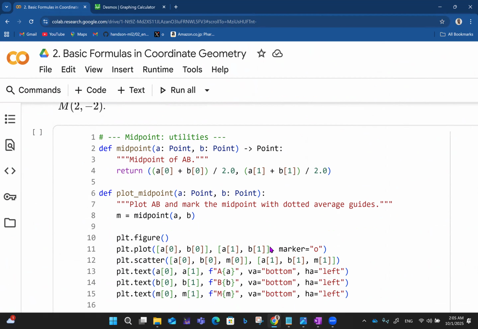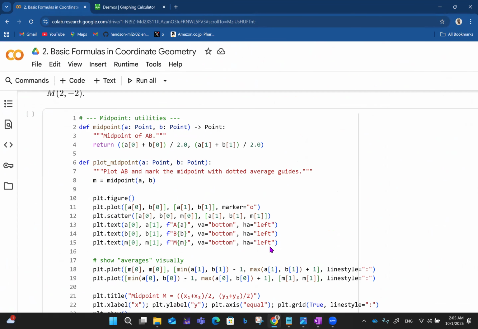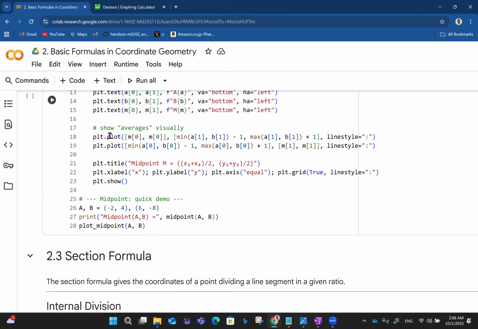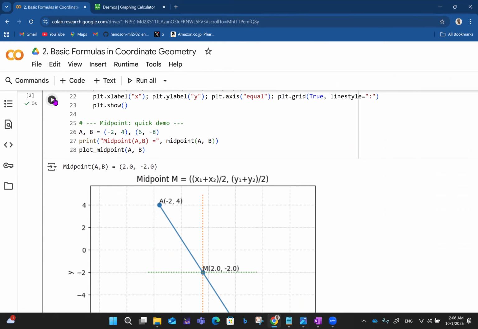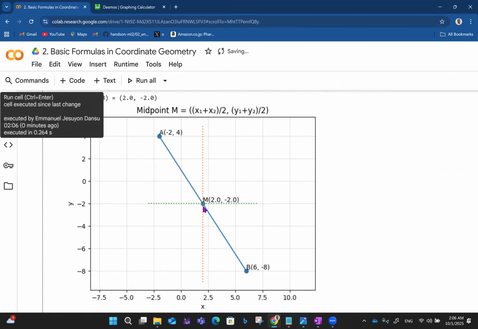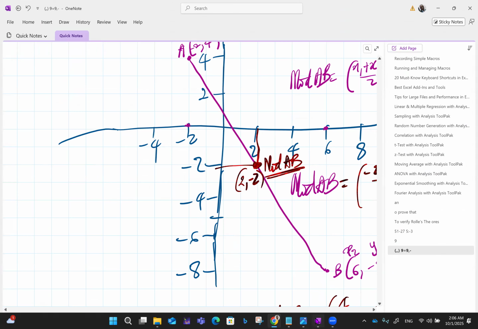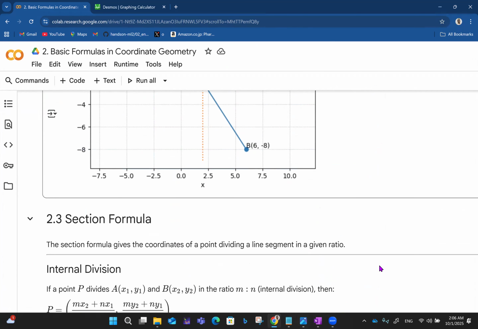So we can also use this Python code to take care of that. So you define the midpoint using the Python function. So you need point A, you need point B. All right, midpoint of AB. So that's A0 plus B0 over 2, A1 plus B1 over 2. And you do all of this. And then if you run this, you can see the midpoint is at 2.0, minus 2.0, just like what we did right here. Okay, so we have that.